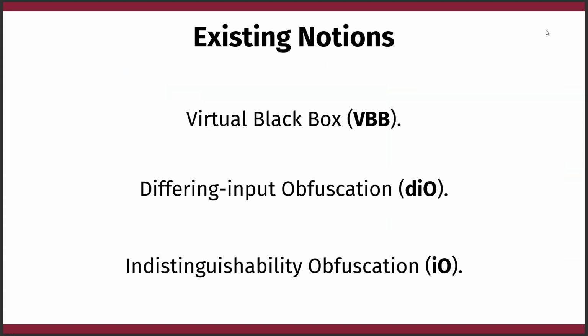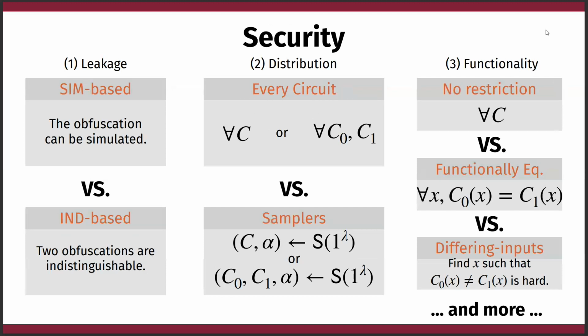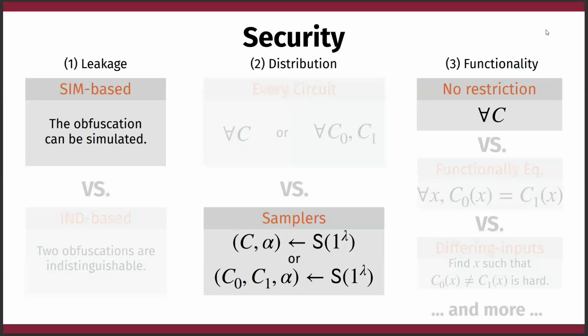We have virtual black box, VBB, differing-input obfuscation, DIO, and indistinguishability obfuscation, IO. Let me start with VBB. In VBB, the obfuscation can be simulated by a simulator that has only oracle access to the circuit. This means that the obfuscation doesn't leak anything except the input-output behavior. In the definition, the auxiliary information is given as input both to the adversary and the simulator. So for VBB, this is the situation: we have a simulation-based security, samplers, and I haven't said much about the functionality, so technically speaking, you can obfuscate any circuit.